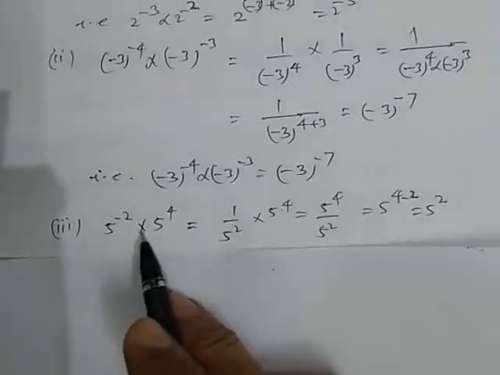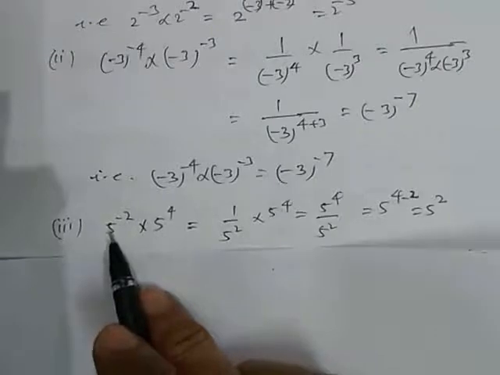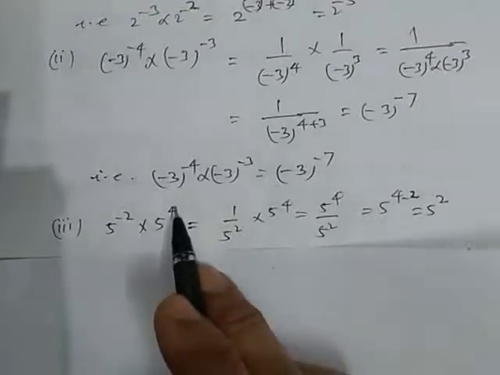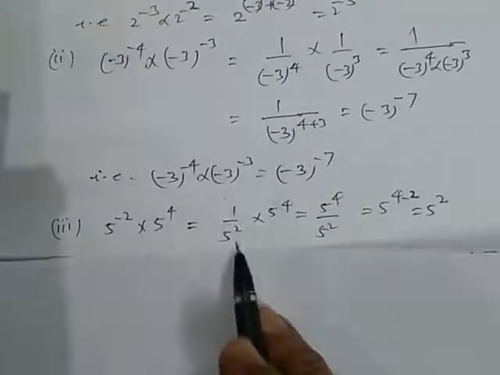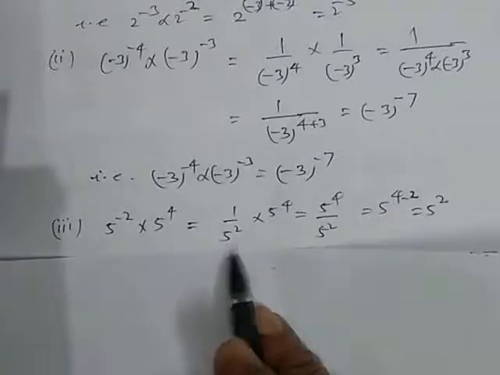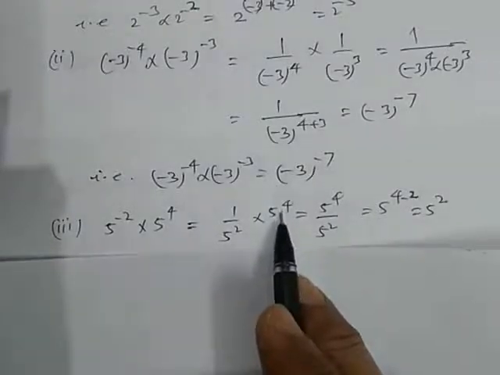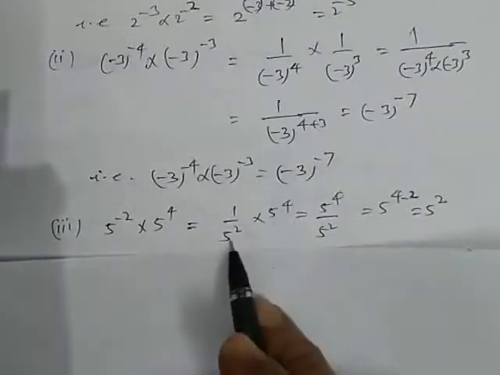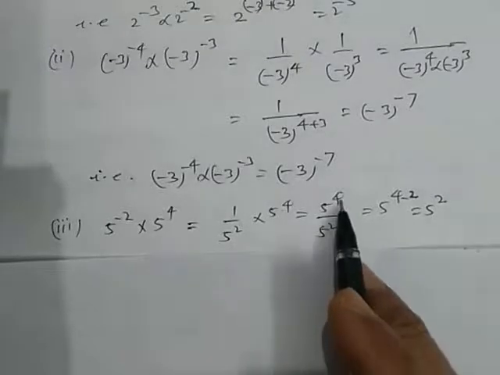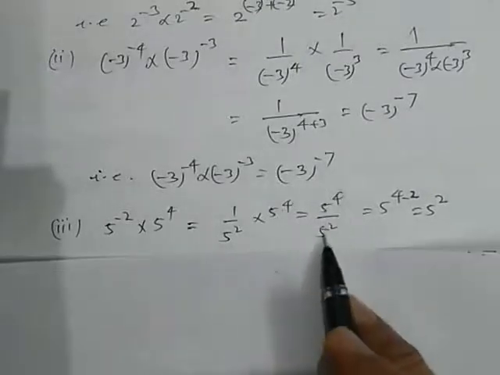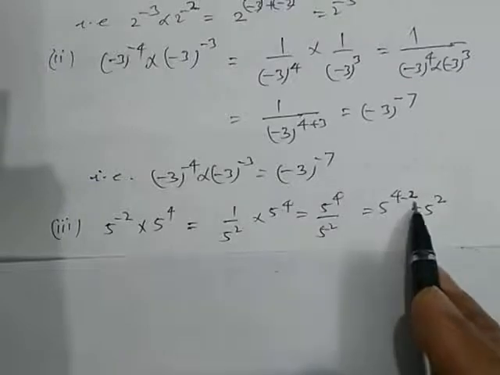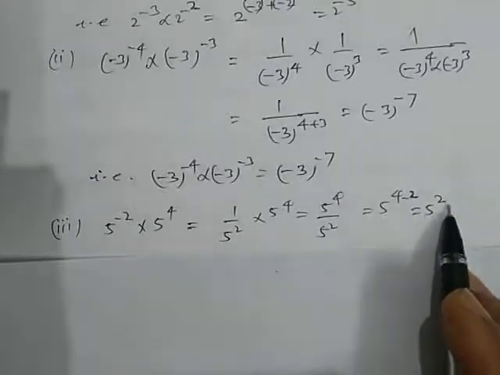Now on the basis of this, we can solve this. 5 raised to the power minus 2 into 5 raised to the power 4. This minus 2 becomes positive when we reciprocate it. And this is 5 raised to the power 4. So this becomes 5 raised to the power 4 upon 5 raised to the power 2. Now apply the formula. So this is 5 raised to the power 4 minus 2. So we get 5 raised to the power 2.